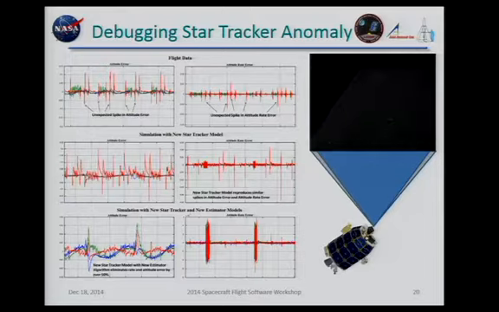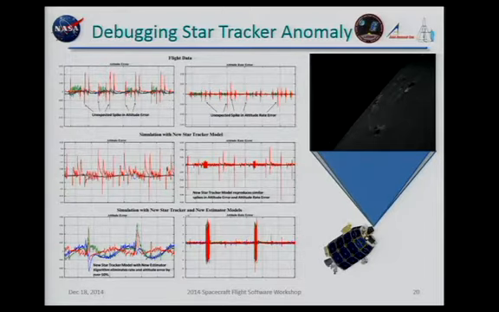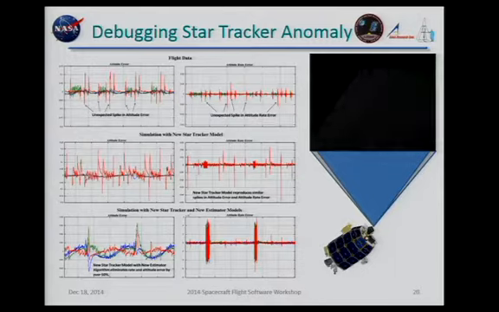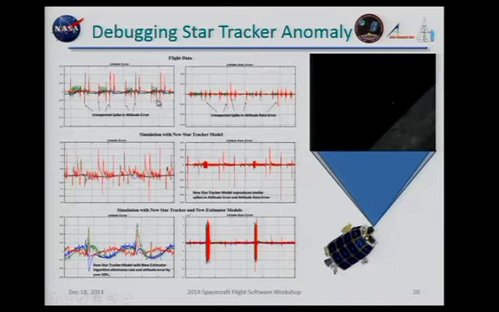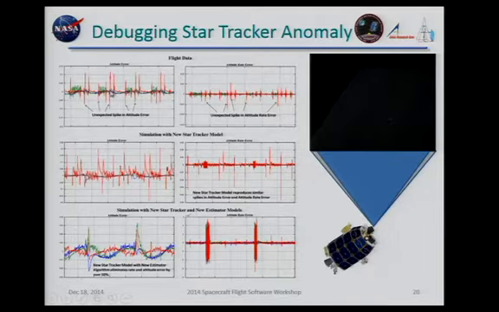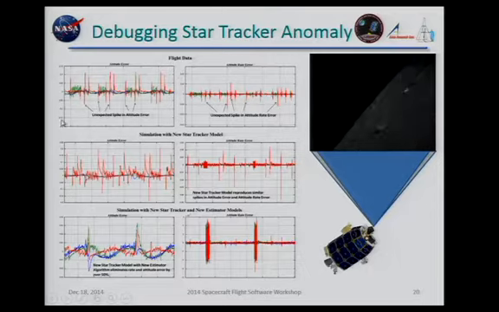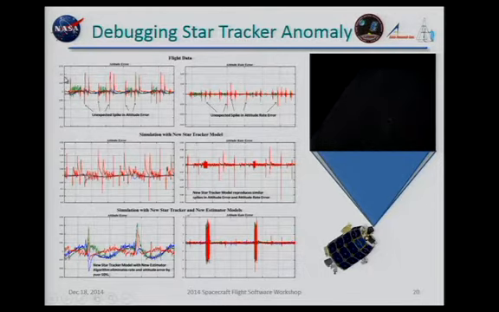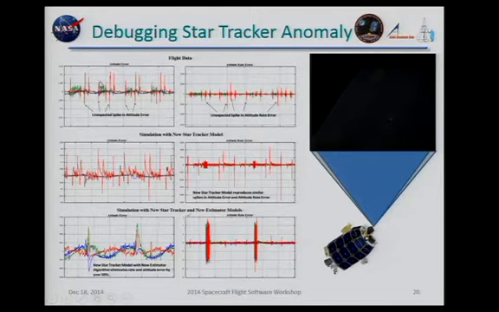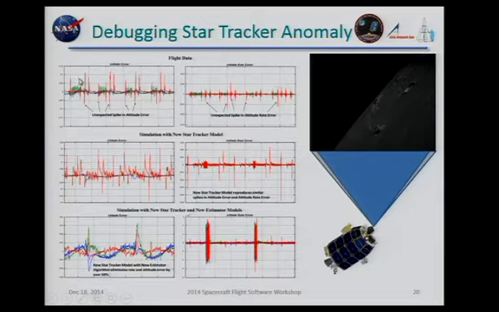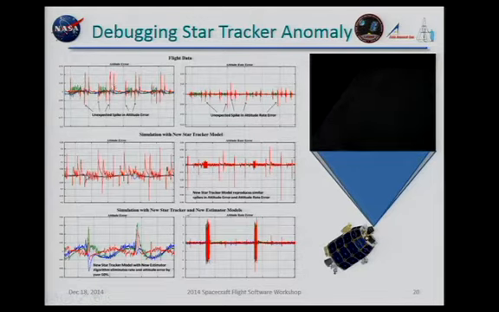Some examples from flight of how we use the simulator. Pretty early in the mission, we noticed that the star tracker wasn't really behaving as expected. The top two charts are actual flight data, and this side right here would be the attitude and attitude rate. We weren't expecting these big spikes. What happened was you'd eventually get a spike that was larger than the limit checker. It says, no, you can't roll that fast, so I'm going to send you into safe mode.